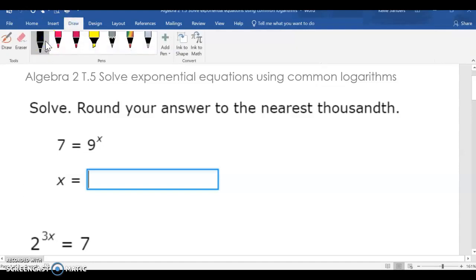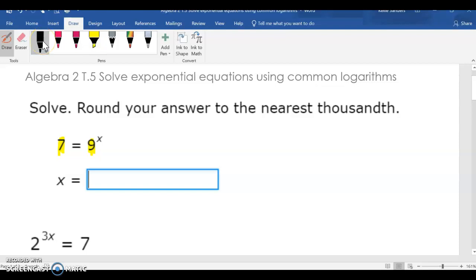Okay, so on this one, T5, solve exponential equations using common logarithms. Here's what's going on. Our bases are 7 and 9. 7 and 9 have nothing in common like the problems did in T4. They don't have a common base. So to be able to solve these, you're not going to be able to just do it the way that we did on those other ones.